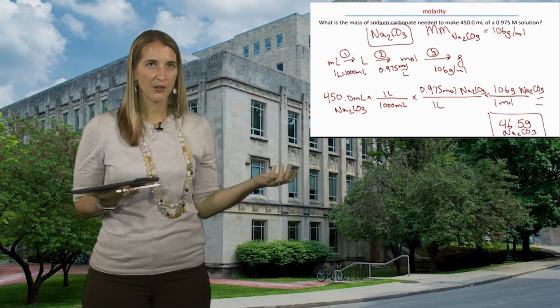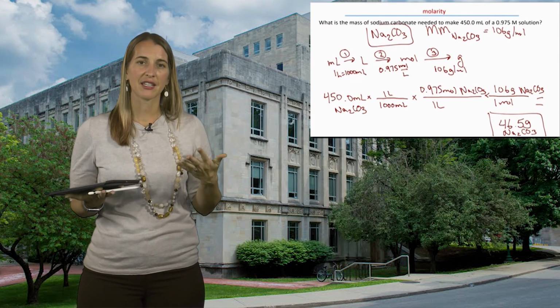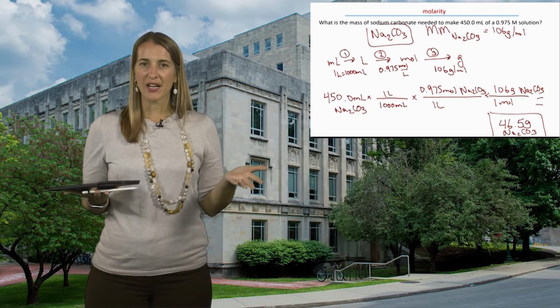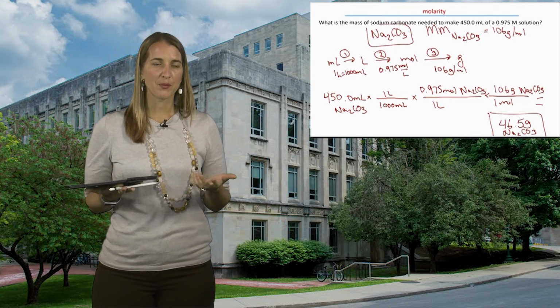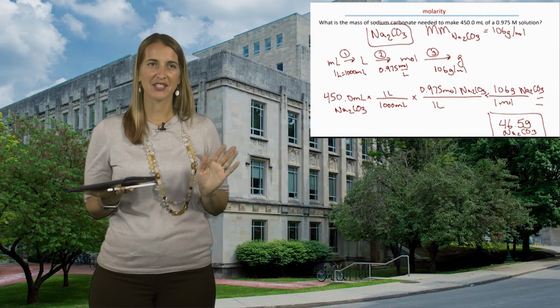You go weigh it out, and then you add that and add the volume up to 450 mils to get this solution that would be 0.975 molar. All right, more practice at this would be helpful, so do some more problems, and we're going to look at another way to make a solution of a certain concentration in the next video.